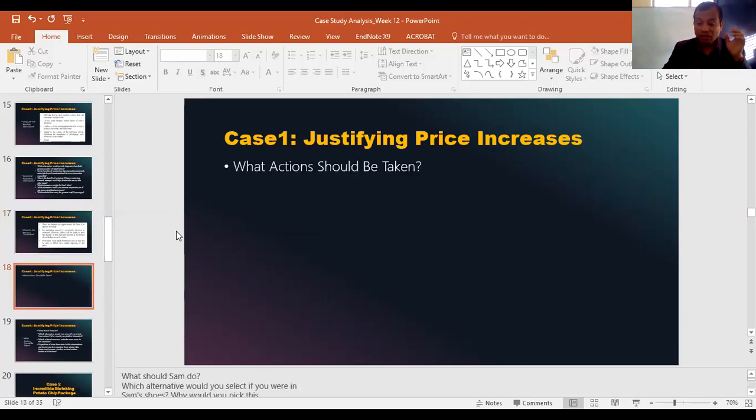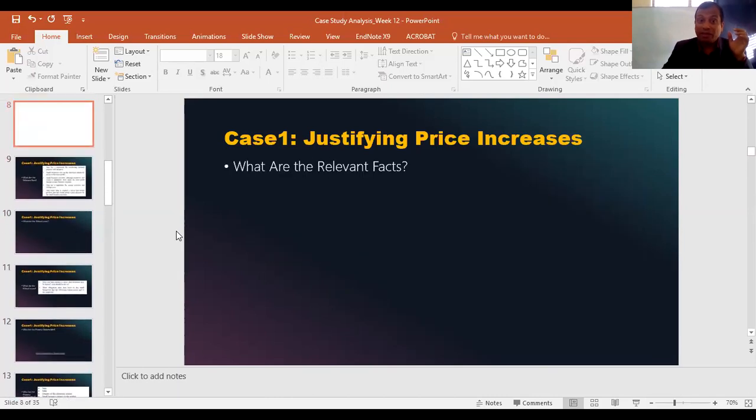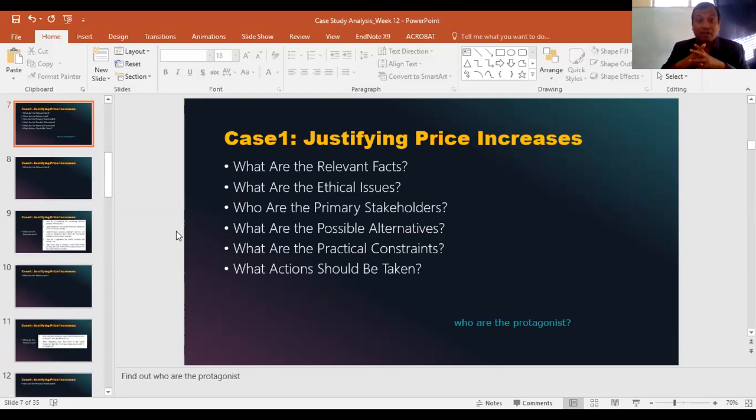So, see, understanding a case study, keeping all these points in mind: what are the relevant facts we understood? What are the ethical marketing issues we understood? Who are the primary stakeholders and other stakeholders we understood? What are the possible alternatives we have seen?